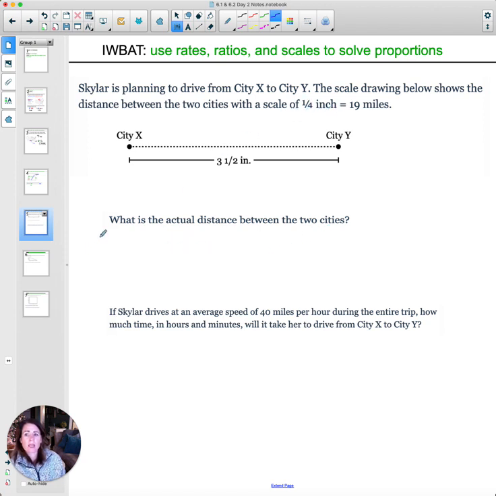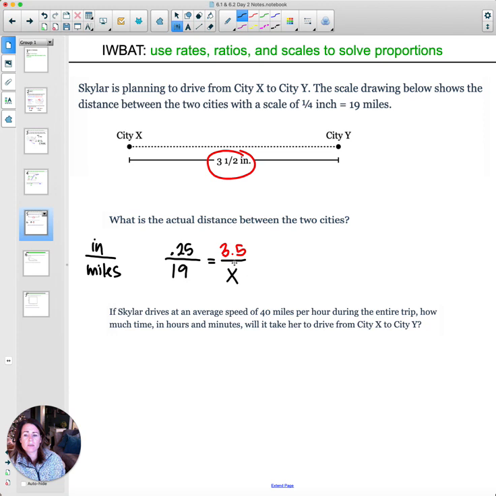Okay, so what's the actual distance between the two cities? So take this scale, and again, you can put inches on top, miles on bottom, and set up a proportion. So inches on the map is 1/4 inch, so I'm going to put 0.25 inches. So 1 divided by 4 is 0.25, compared to 19 miles. That's just from that scale. Then we're going to take from this picture, and we've got an inch measurement here. So 3.5 inches compares to how many miles, which is what we're looking for.